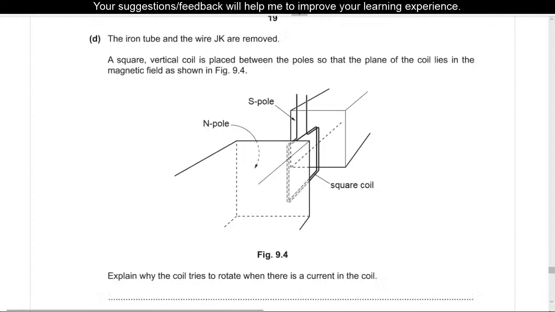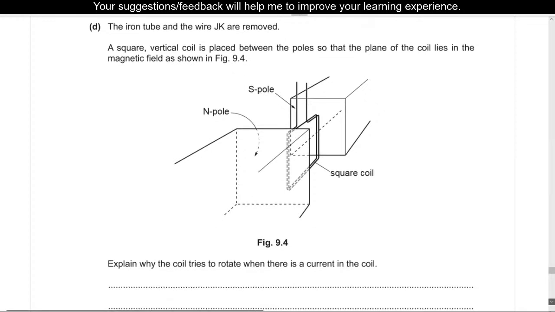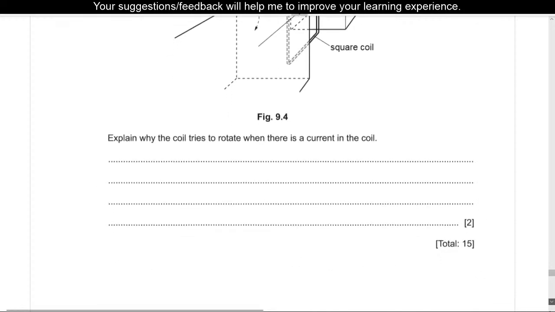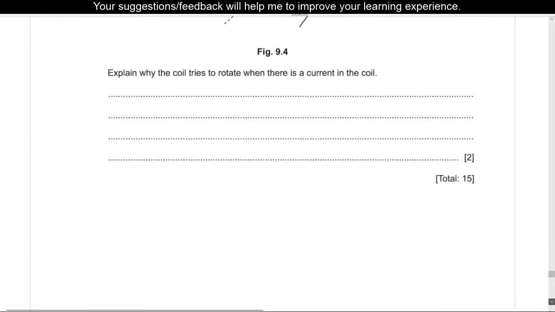The iron tube and the wire JK are removed. A square vertical coil is placed between the poles so that the plane of the coil lies in the magnetic field. Explain why the coil tries to rotate when there is a current in the coil.